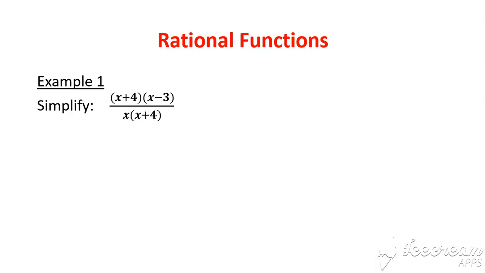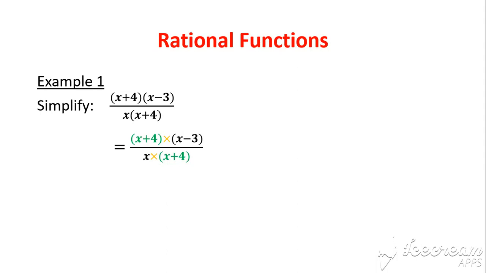Let's simplify the expression x plus 4 times x minus 3, all divided by x times x plus 4. I hope you know that when you see two brackets next to each other, it means to multiply them. And if you see a letter out the front of the brackets, just like a number out the front of brackets, that means to multiply as well. So we have x plus 4 times x minus 3 divided by x times x plus 4.